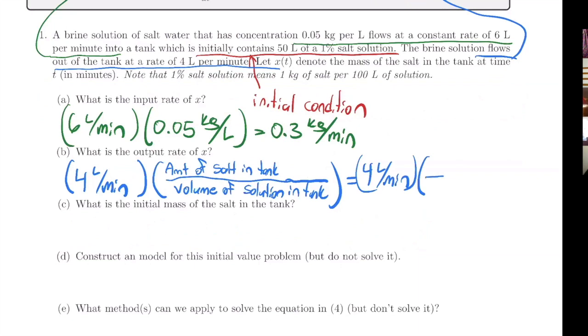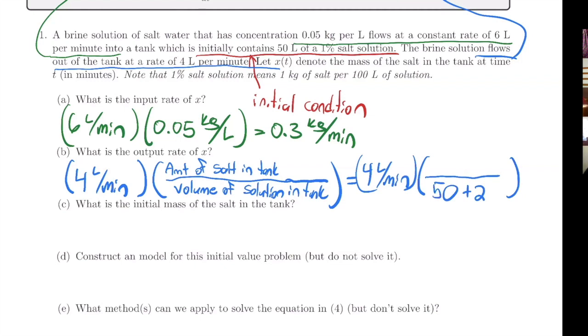Maybe let's start with the volume of the solution in the tank. So we start with 50 liters in the tank. It's going in at 6 liters per minute, coming out at 4 liters per minute. So what's happening to the volume in the tank as time goes on? Is it going to stay 50 liters? Is it going to be increasing or is it going to be decreasing? It's going to increase, because we have more stuff going in than coming out. So how could we write a formula for this? It'd be 50 plus 2. So this would tell me that the volume of the tank is going to be 52 liters always, right? And the volume should be changing a little bit, right?